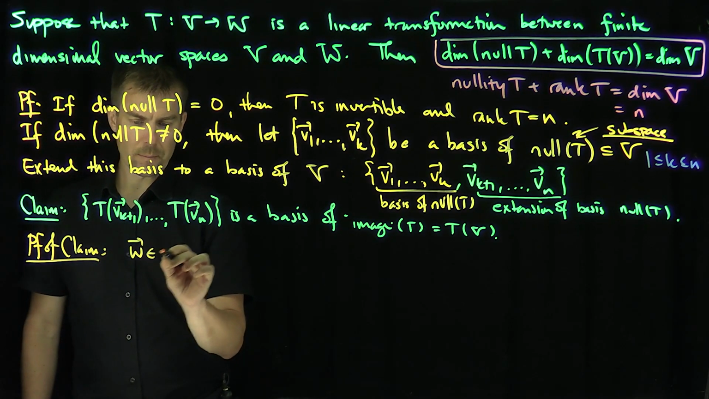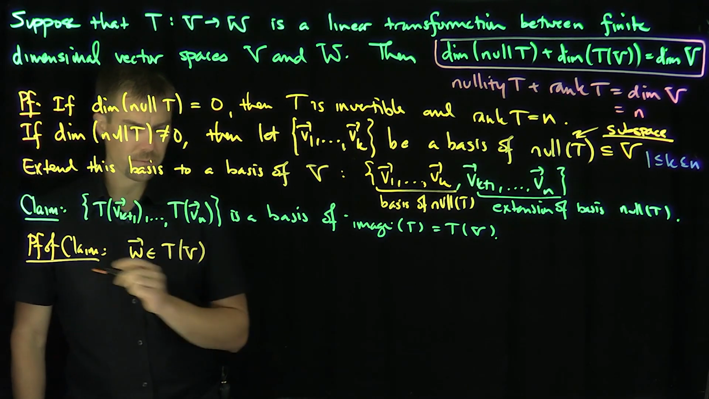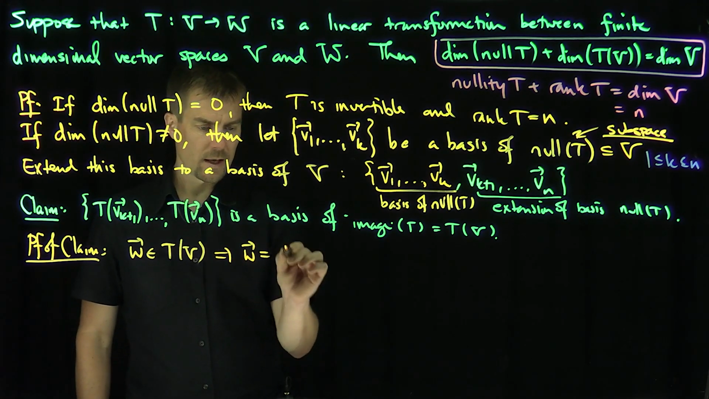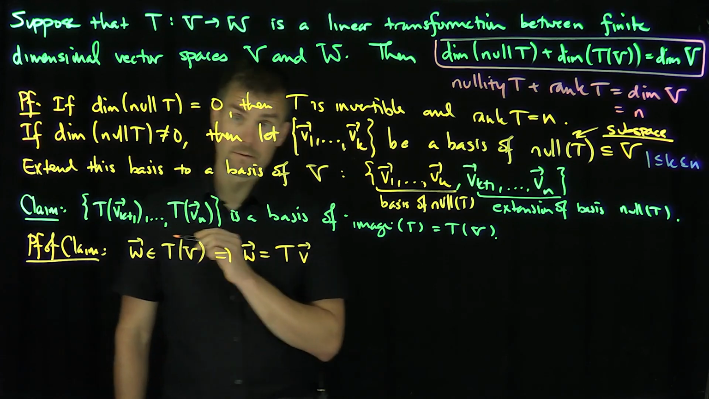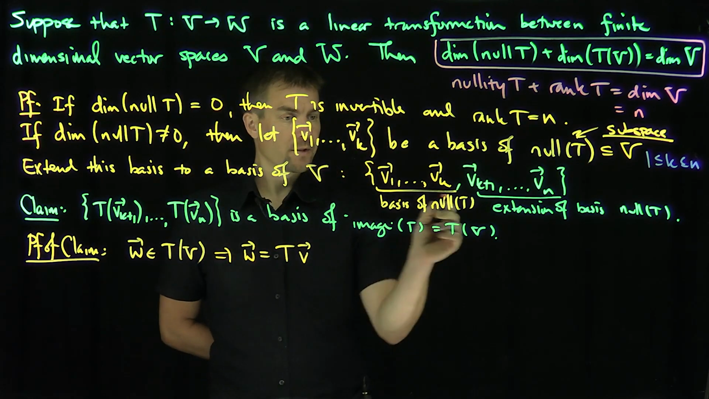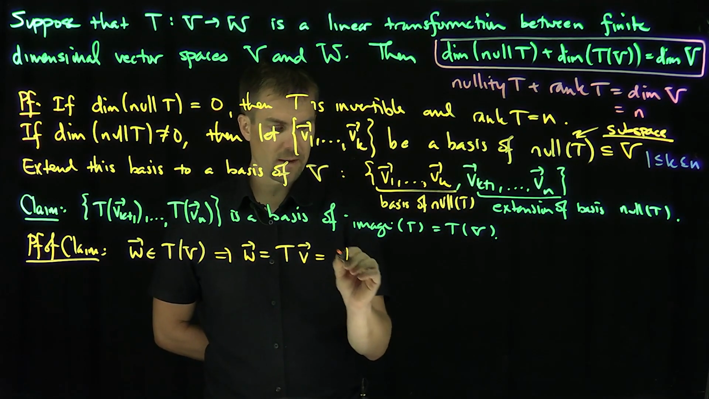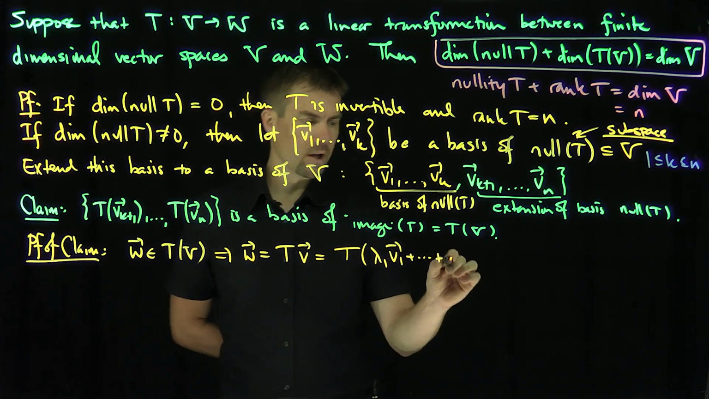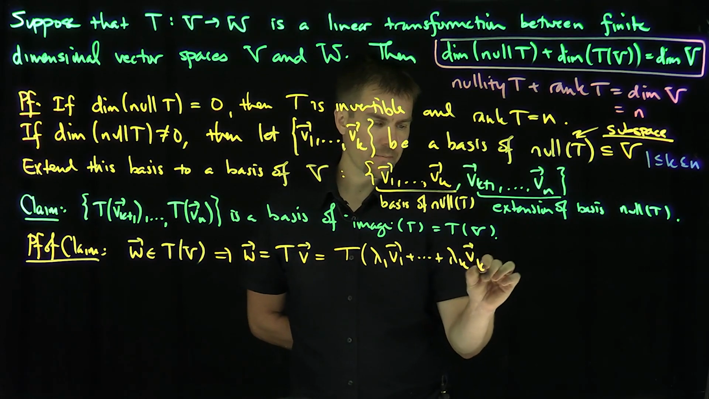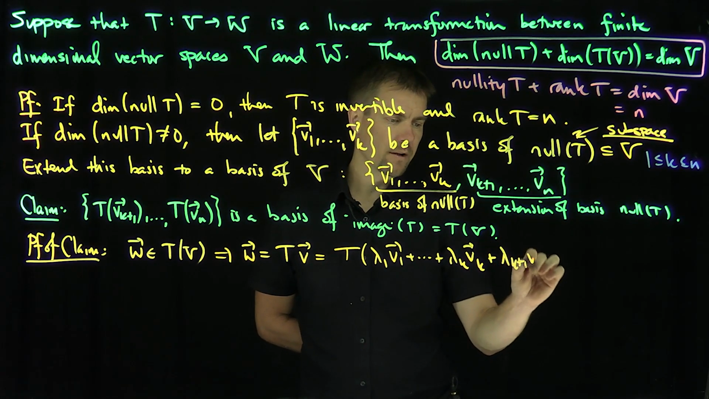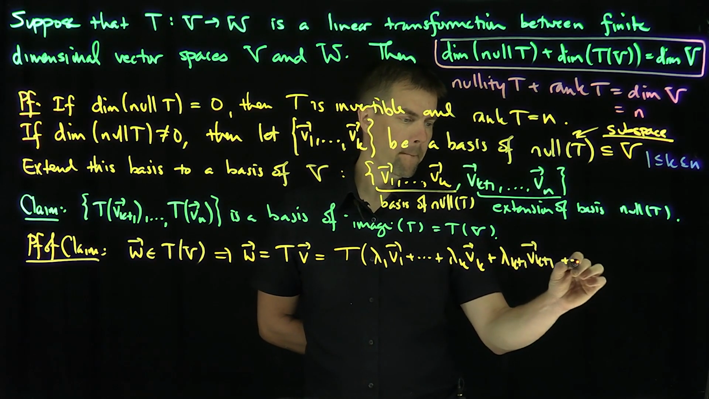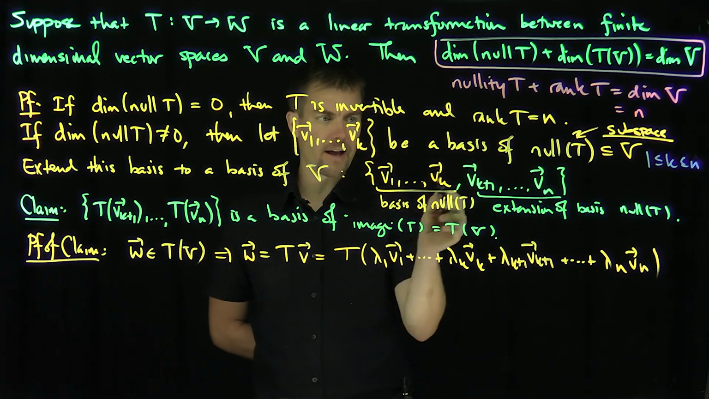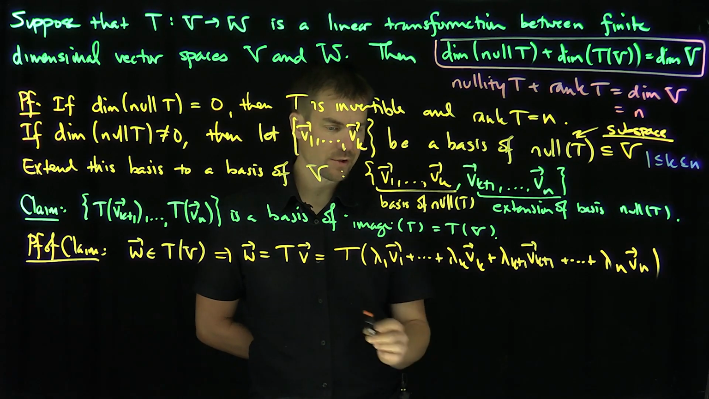So here's the first part of the proof. Let w be in T of V. That means that w is equal to T of little v for some little v in the set V. But this is a basis for V, so I can write v by the basis assumption as lambda 1 v1 plus lambda k vk plus lambda k plus 1 v k plus 1 plus lambda n vn, because I can write any element of my space V as a combination of these things.